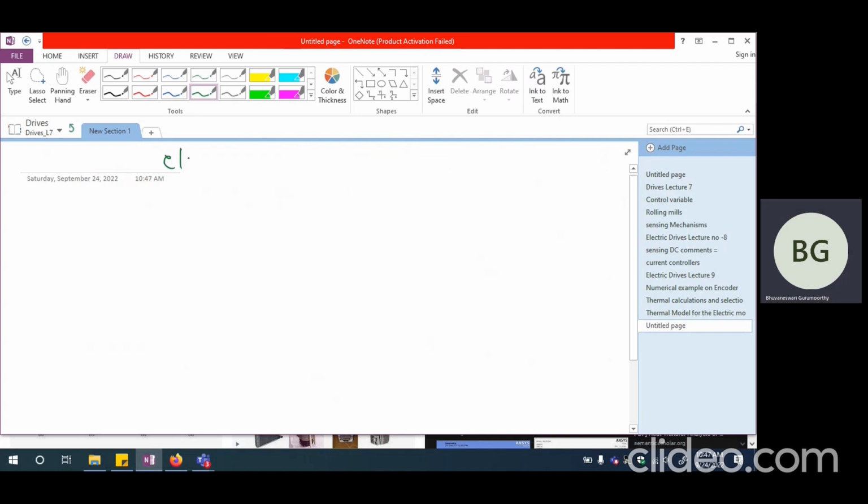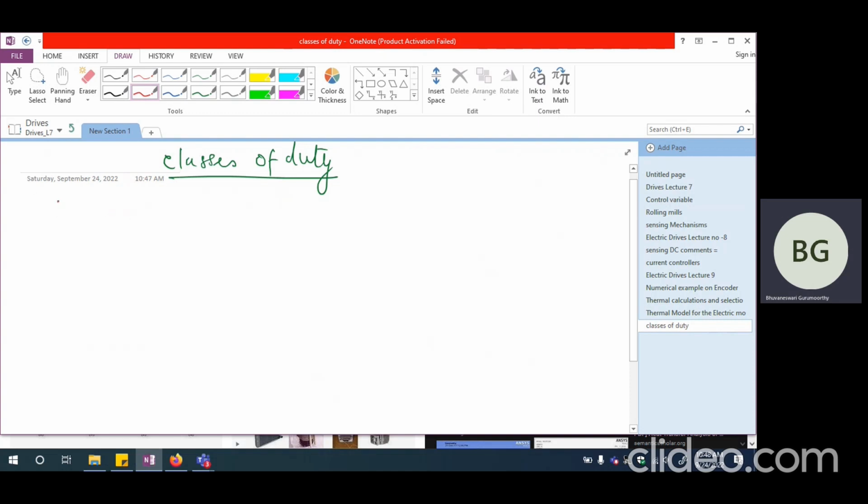So there are different classes of duty for an electrical machine. So what do we mean by classes of duty? The standards that are created by the Bureau of Indian Standards, they have specified what all are the different types of classes of duty, or what kind of applications are generally seen day to day.